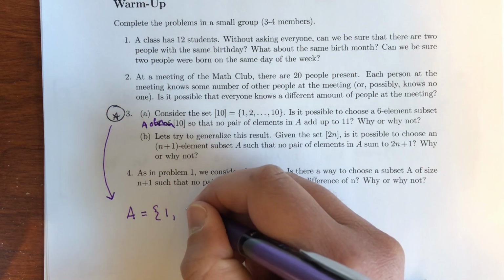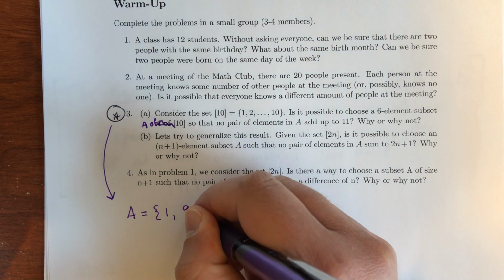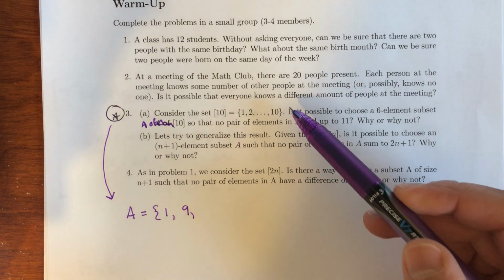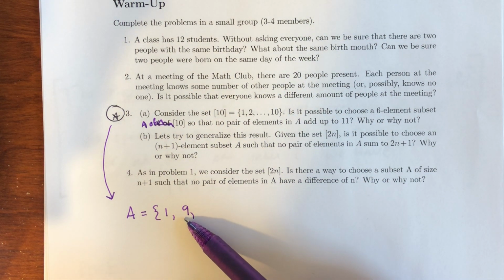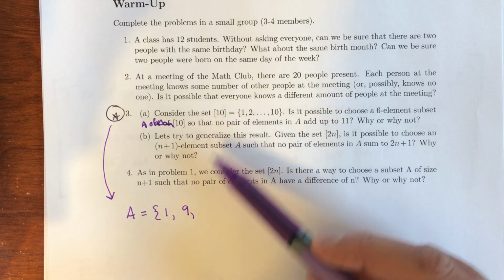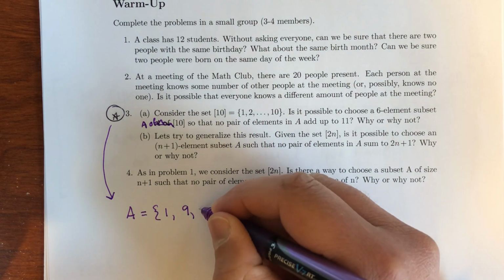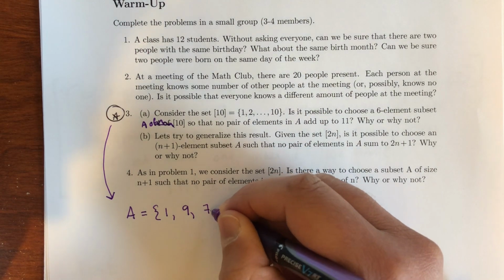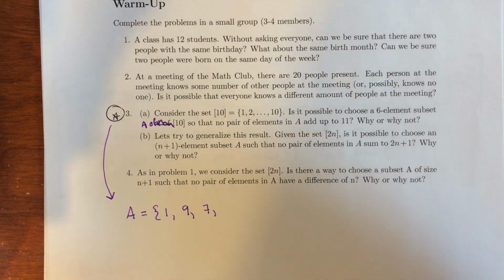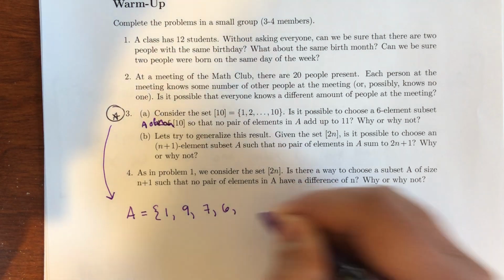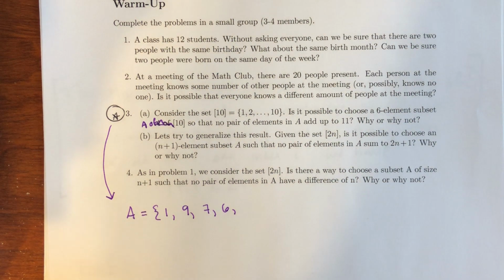So I'll try another one. Let's say next I throw in 9. Great. I still can't throw in 10. And now I also can't throw in 2, because if I did, then I'd have 9 and 2, and that would add up to 11. That'd be a problem. Okay, so I keep going this way. 7 can go in there, but once 7's in there, I can't put in 4. 6 can go in there, but once 6 is in there, I can't put in 5.